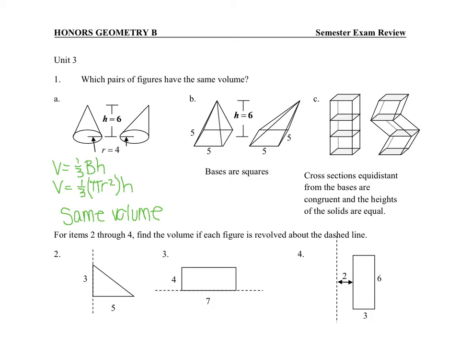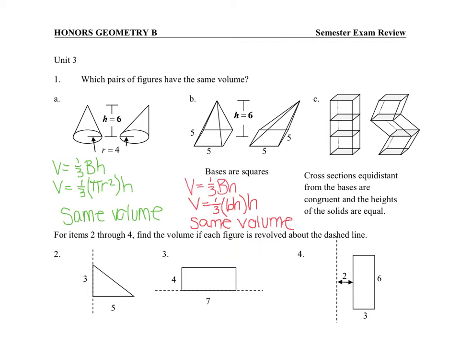For B, we have the bases are square, so we have a square pyramid. And the volume of a pyramid is 1/3 area of the base times the height. So because it's square, it's going to be 1/3 area of the base, which is base times height, lowercase b in this case, and then height of the figure. Well, they're both going to have the same area of the base because they're both squares with a side length of 5. They both have the same height of 6. So both of these pyramids are going to have the same volume.